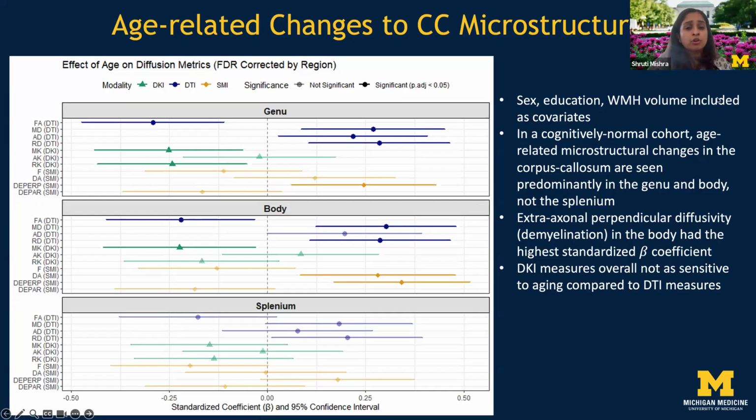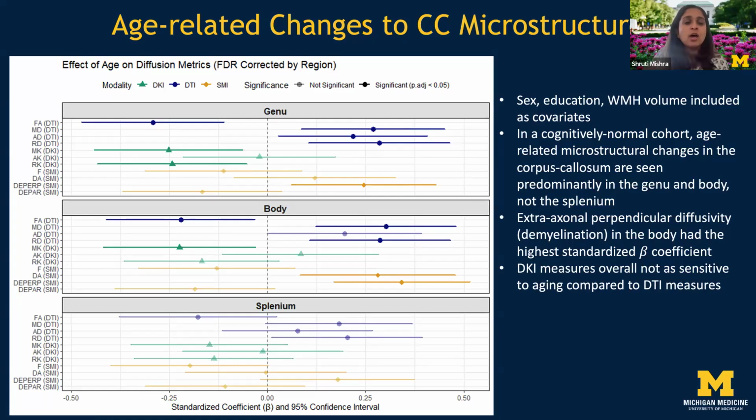So in our cognitively normal cohort, we're overall seeing that age-related microstructural changes were seen predominantly in the genu and the body and not in the splenium. As you can see, all of the splenium measures were not significant. This is consistent with prior literature, which suggests that age-related microstructural changes in the corpus callosum occur in an anterior to posterior gradient. Given that we have a cognitively normal cohort, it was not surprising that we only saw age-related changes in the more anterior portion of the corpus callosum.